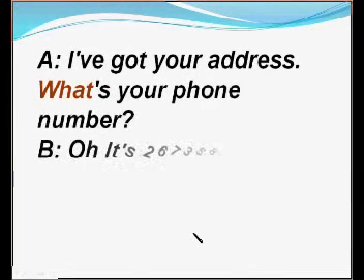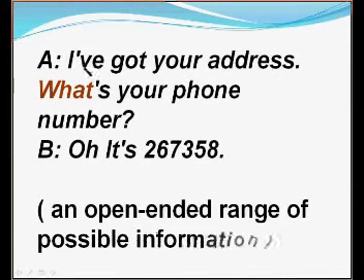An example, if someone says, I've got your address, what's your phone number? Here we cannot say which is your phone number because we don't have a number of choices. What's your phone number? It's 267-358. Here we have an open-ended range of possible information. It could be any number. I'm not choosing between two numbers, for example.